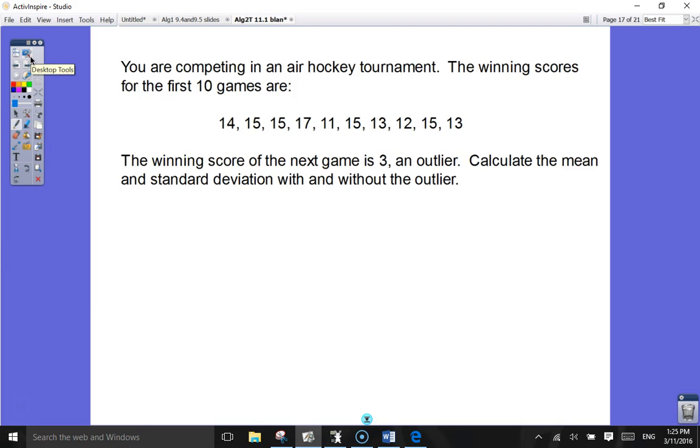Okay, so you're competing in an air hockey tournament. Does anybody do that anymore? Play air hockey? Yeah. And that was pretty big in the 70s and that.